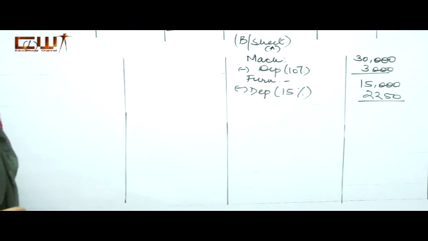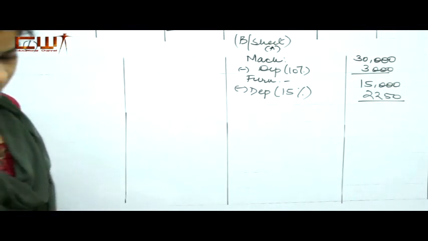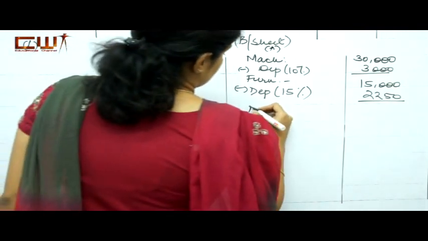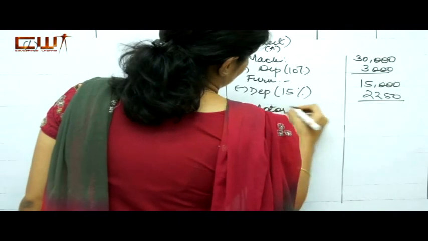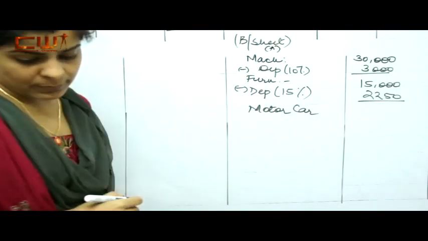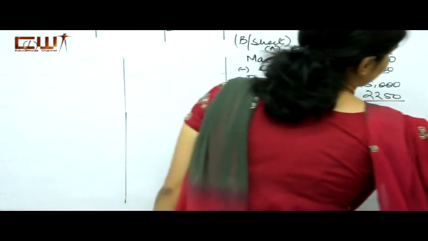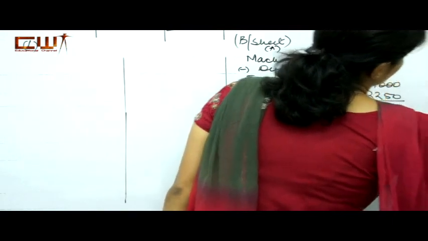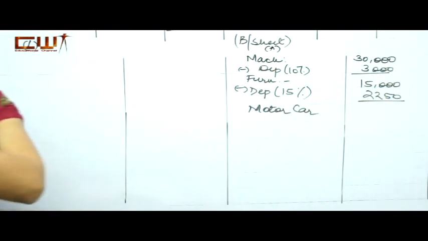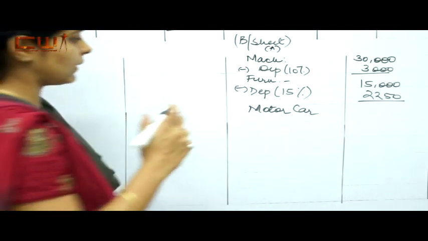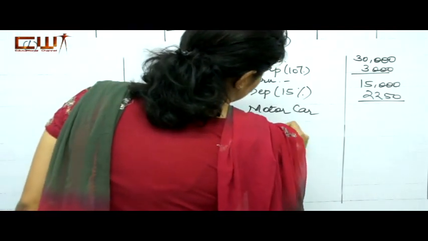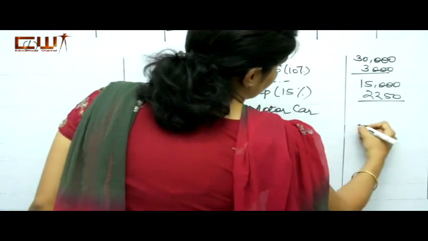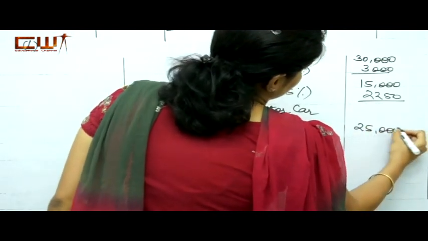Next, what they have given? Motor car. Is there any adjustment? No. So you just write motor car 20,000. You have motor car, there is no depreciation, nothing. Directly you write the figure in the final column. Motor car 20,000. Any other item? Yes, they have given sundry debtors. Sundry debtors are given for 25,000.